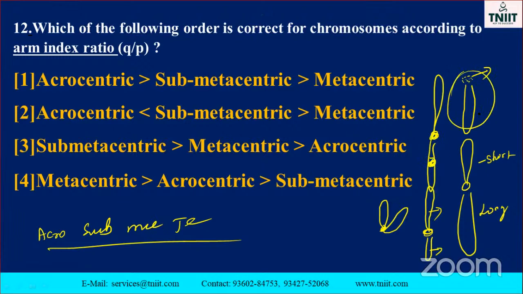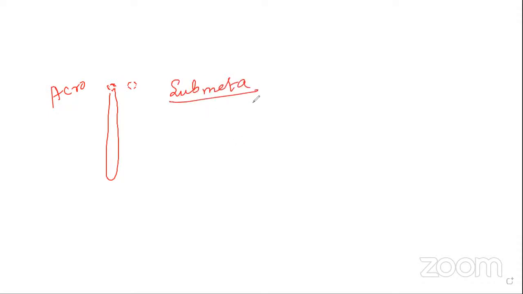Acrocentric is already in our book. So, which one is the correct answer? Acrocentric, submetacentric, and metacentric. This is the option right there. Just to take an example, the first one is called acrocentric. Only the centromere is absent, that's why I put it like this. That is the structure. The next one is called submeta. Submeta means it's not in the middle. I put here meta. Meta means middle.